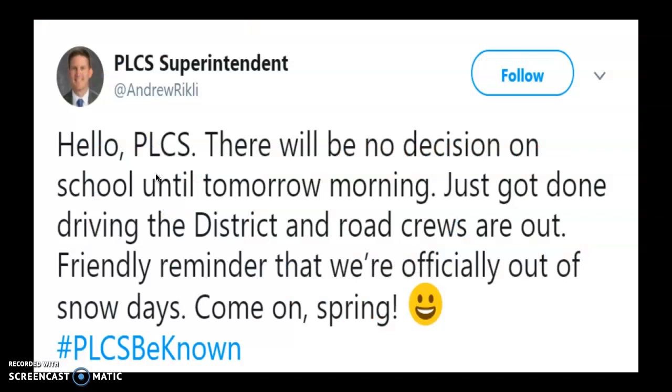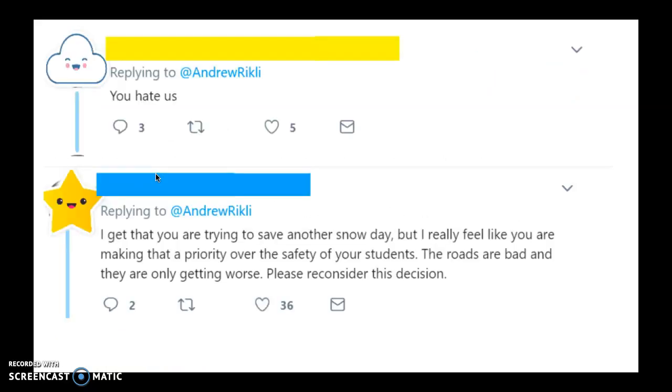So here's an example that we would show our students, and this is our own superintendent at Papillion La Vista Schools talking about a snow day and how they're going to wait till the morning to call a snow day. And these are real replies on Twitter. We've blocked out the usernames and the pictures, but you can see one of them says, you hate us. And so we would have kids talk about, hey, is that a good comment to make or a bad comment?